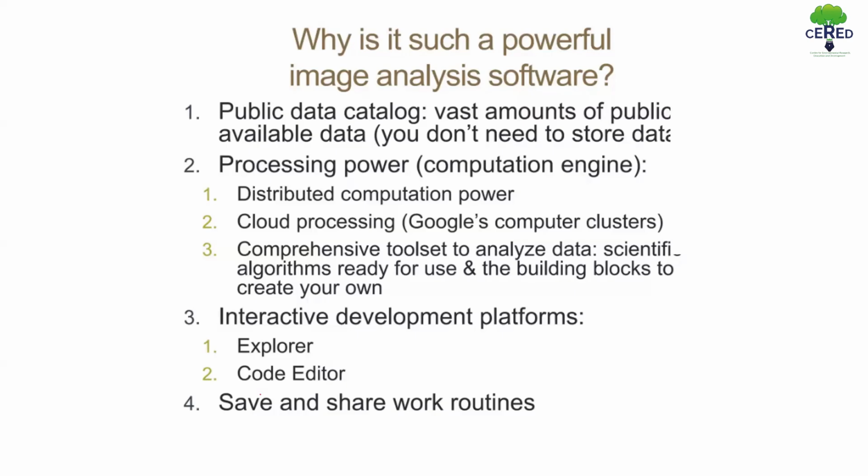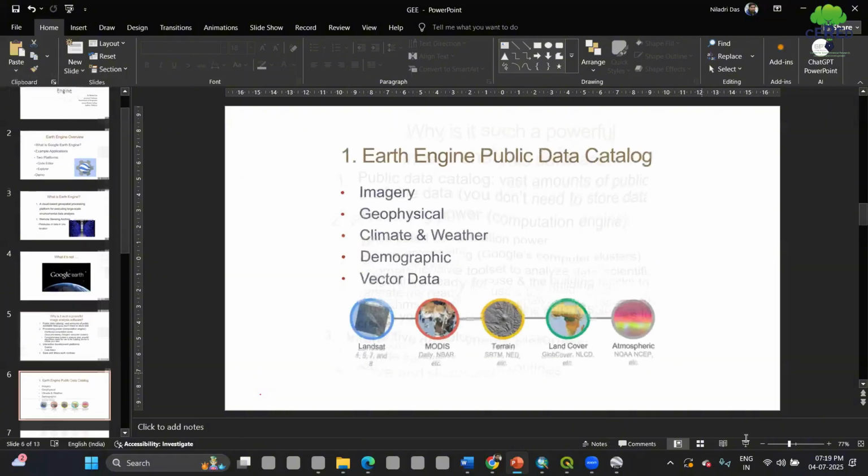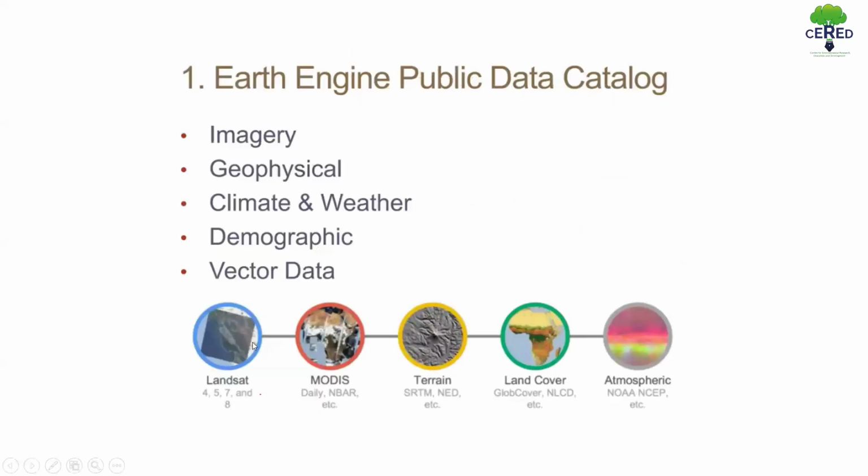Now, why is it so powerful? It is such a powerful platform because it has so many public data catalogs. If I want to show you how Google Earth Engine provides the data, you can see in this slide that it provides different types of satellite data like Landsat 4, 5, 7, 8. I think you should search Google for what Landsat data is and how many Landsat satellites are available in the present world. Even Landsat 9 data is available in Google Earth Engine.